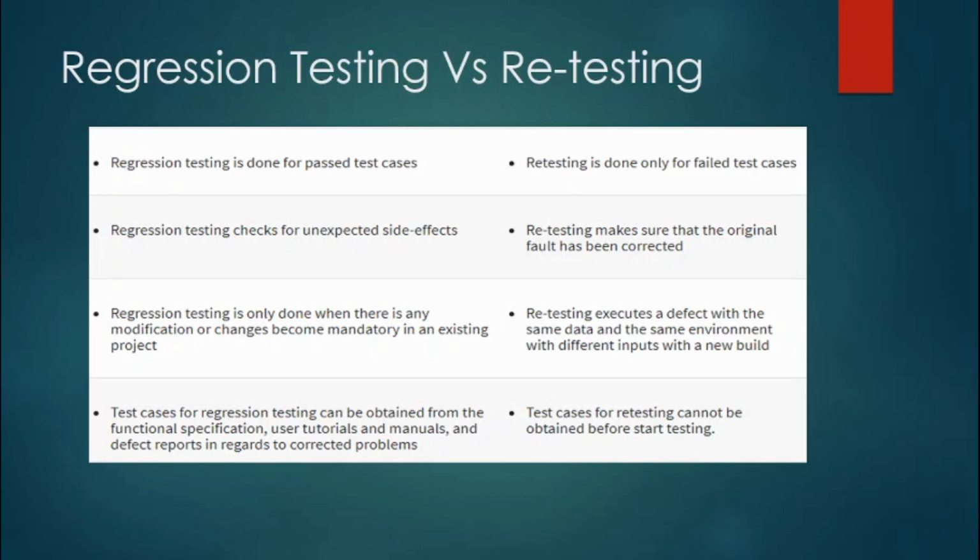Okay, now regression testing is done when there is any modification or change to the requirement, or new code change is deployed. But retesting is done when a defect is fixed and deployed with a new build. So at that time retesting is done. Now, one very important thing: test cases for regression testing can be obtained from the functional specification. If there is any knowledge capture document, or any KT videos, from all those resources you can derive the test cases for regression testing. But the test cases for retesting you can only obtain once you have performed the testing.